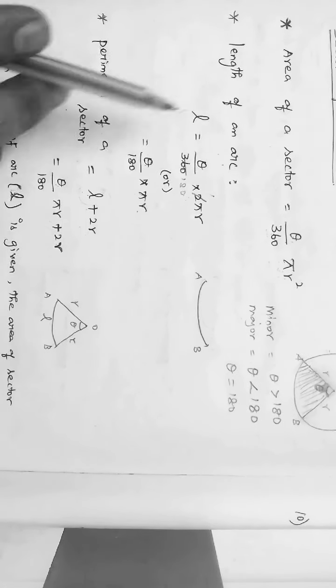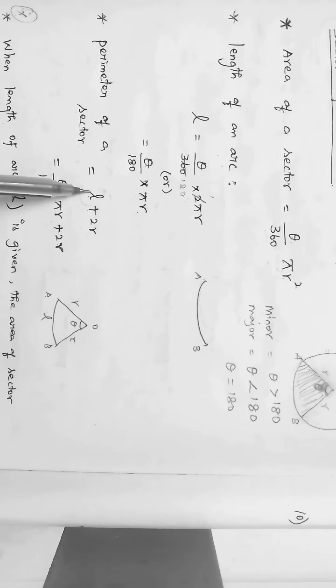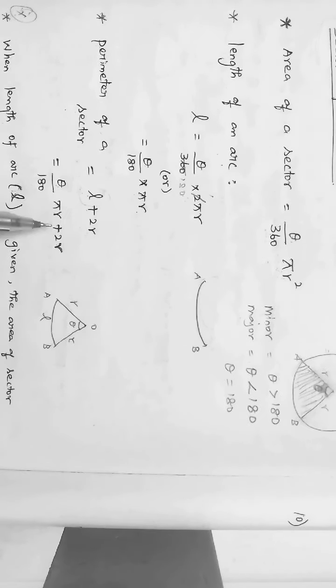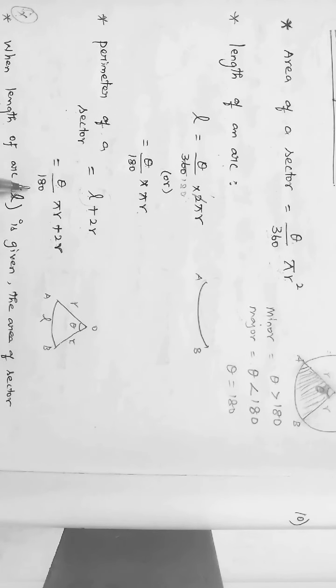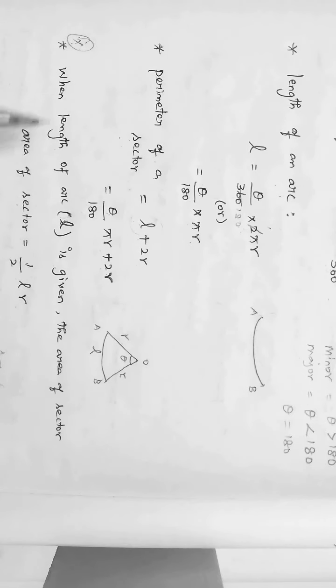L is nothing but the length of an arc, already we know the formula, and 2r is nothing but 2 times the radius. What is L? Theta by 180 into pi r plus 2r. So the perimeter of a sector is nothing but theta by 180 pi r plus 2r.